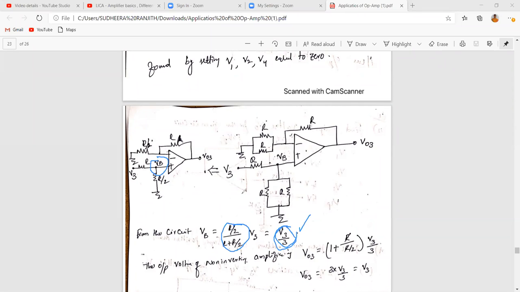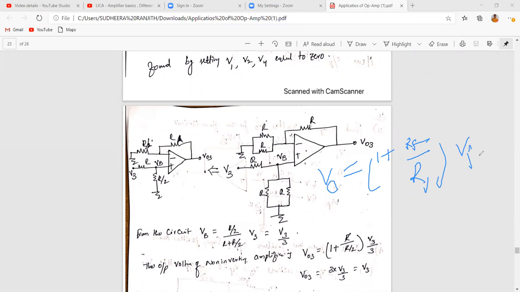Then, what about the output of the non-inverting amplifier? Tell me, what is the output formula? Non-inverting amplifier: 1 plus RF by R1 into input voltage. Right, RF by R1, not RM. Now, what is the input of this circuit?